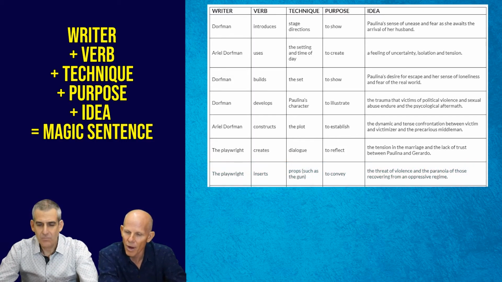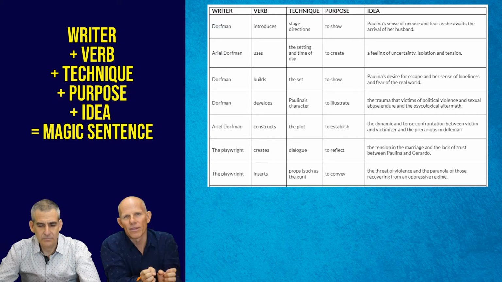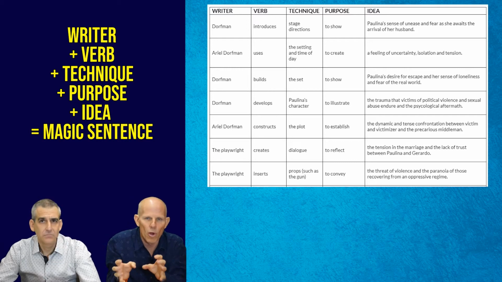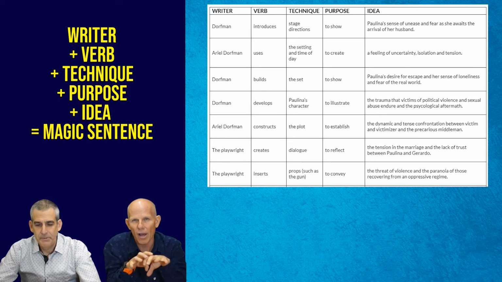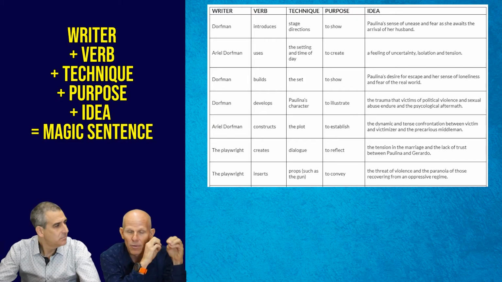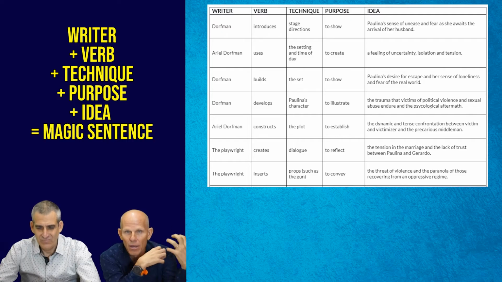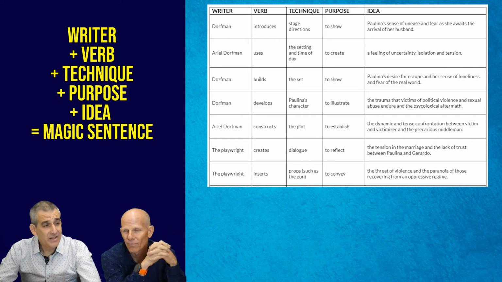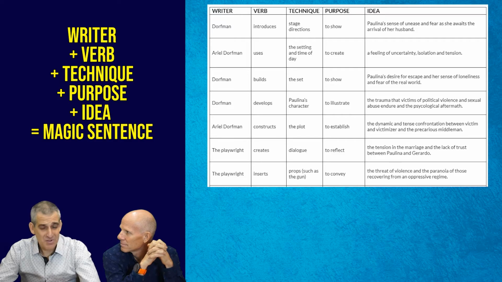The playwright inserts props such as the gun to convey the threat of violence and the paranoia of those recovering from oppressive regimes. What do you like about that one, Giles? Well, I like the fact that we're identifying the props, but also specifically mentioning the gun. Again, this is not forcing you to do things like a robot, where we can be fluid with this. This is just training wheels, so to speak. I like the fact that we're connecting the prop to that specific idea about paranoia and the threat of violence. Yeah, it's all about linking the feature to the idea and showing how that shapes meaning, and these magic sentences are accomplishing that. Let me try sounds, Giles.